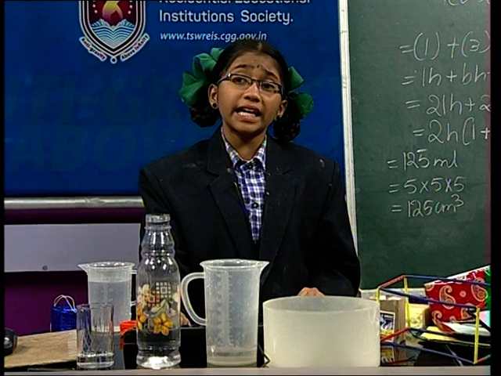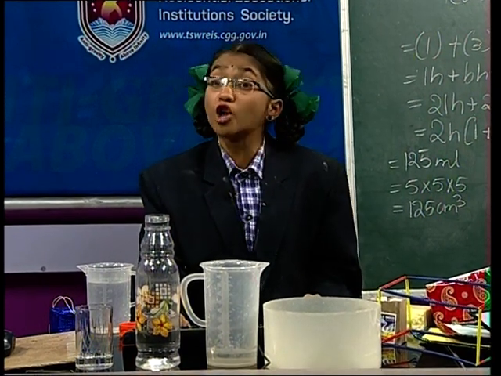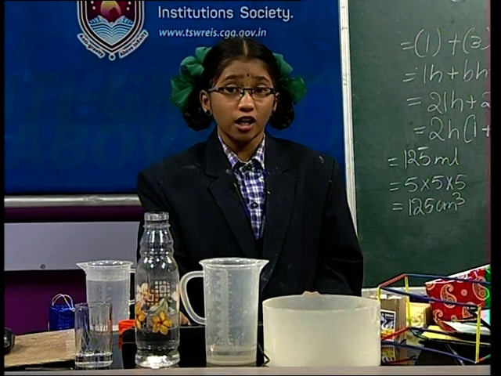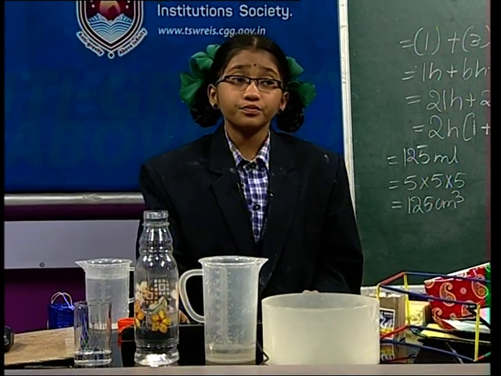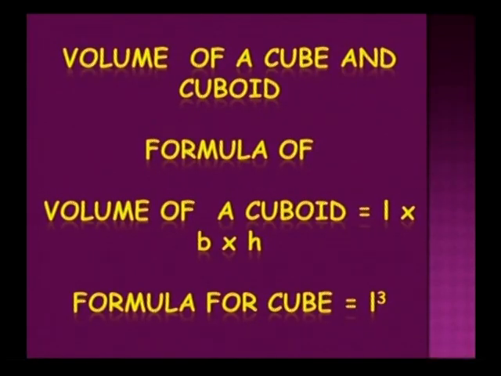What happened here? Do you understand the volume? Volume, again I can repeat. Volume is nothing but the amount of space occupied by a solid shaped object. Do you understand it? What is the volume? Very good. Volume is nothing but the amount of space occupied by a three-dimensional object.